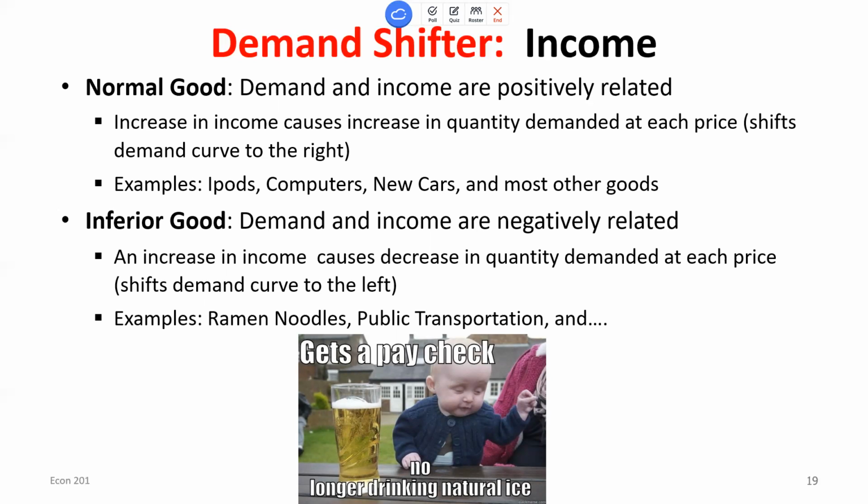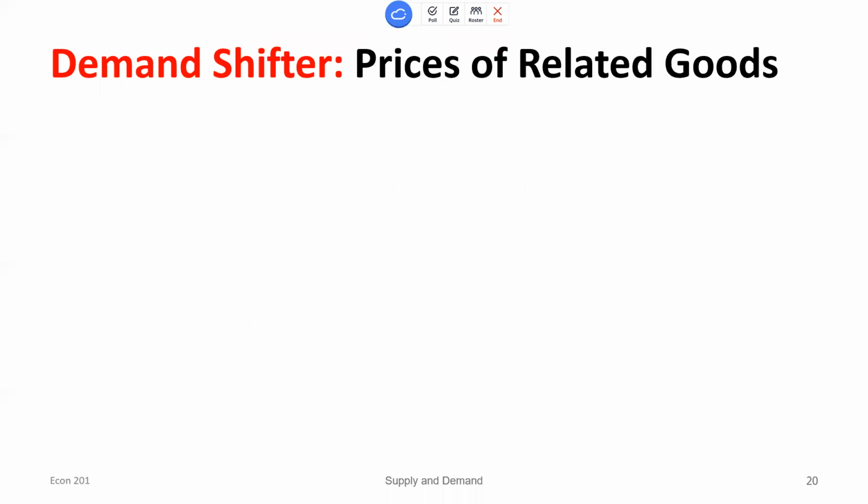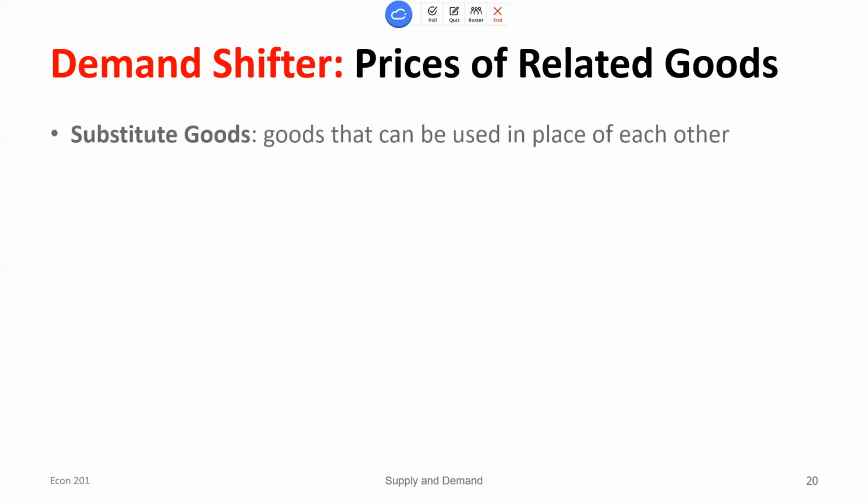So this is the idea of income. We have two different types of goods. We then have related goods. I alluded to this a little bit earlier when we were talking about electric versus gas cars. We'll dive a little bit deeper here. If I have substitute goods, these are goods that can be used in place of each other. So my electric car versus gas powered car example would be a good example of substitute goods, right? Instead of buying a gas powered car, I could buy an electric powered car.